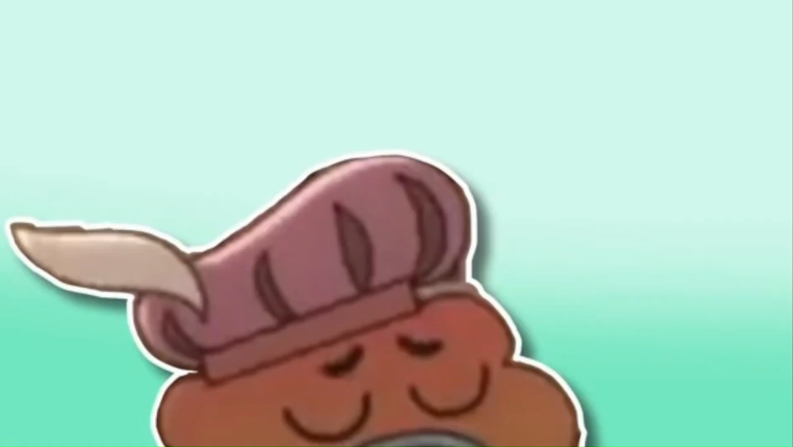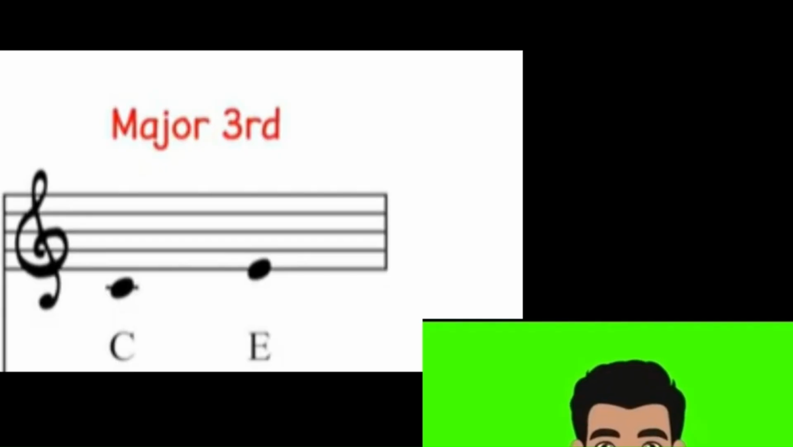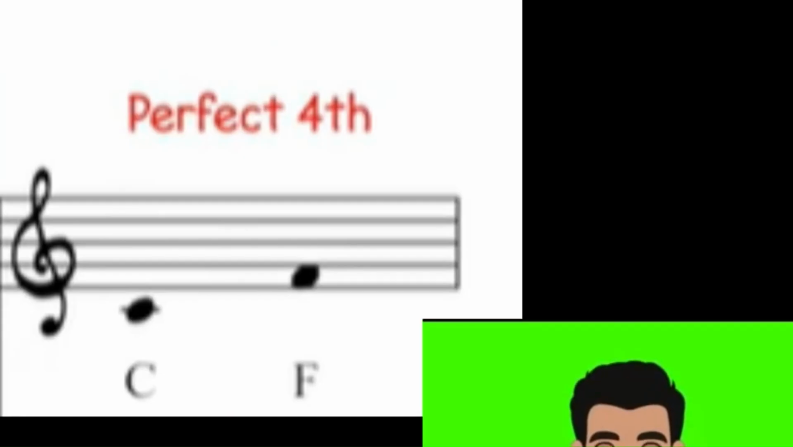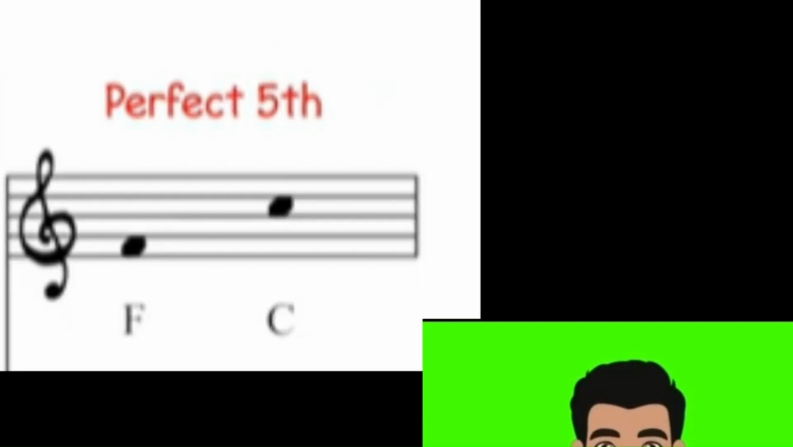This means that a major interval such as a major third, C to E, when inverted, becomes a minor sixth, E to C. On the contrary, a perfect interval does not change when inverted. A perfect fourth, C to F, when inverted, remains a perfect fifth, F to C.